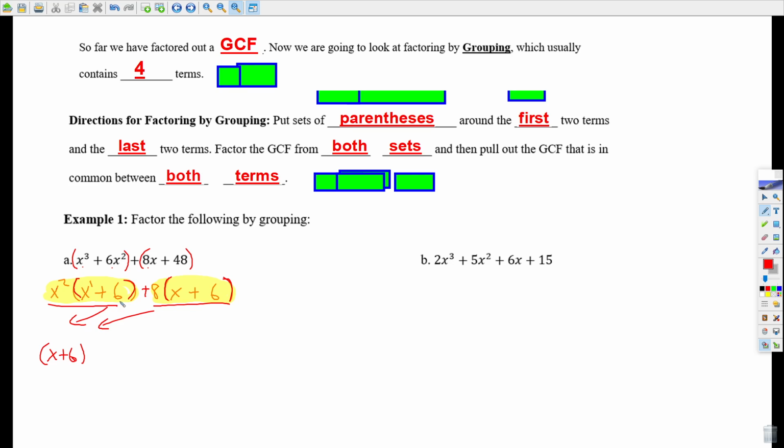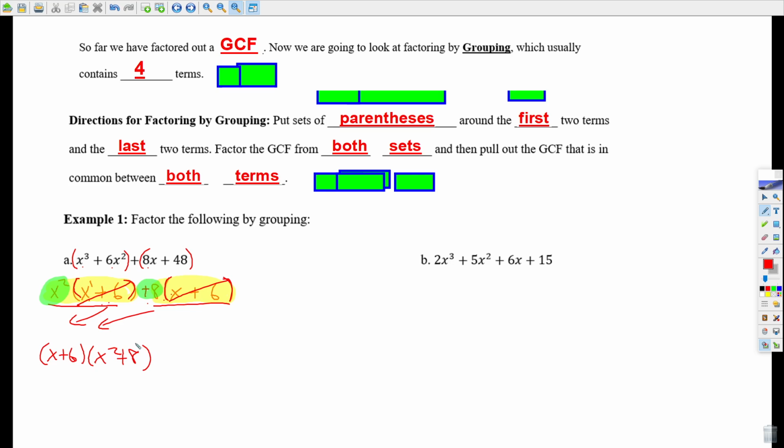And then when you do that, remember, we're taking this out of both these two terms. So it comes out of that one, and it comes out of that one. And then we write what's left in parentheses. So it's kind of like we're taking out the x plus 6 from both of them. What do we have left? All we have left is x squared, because that's crossed out, plus 8. And so whatever we have left, we put in another set of parentheses, x squared plus 8.